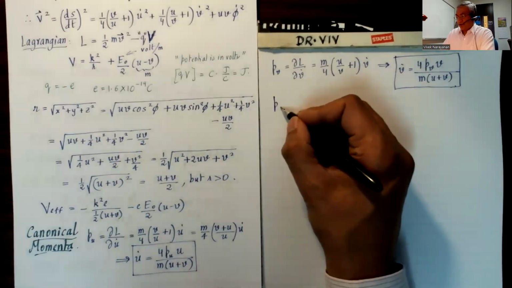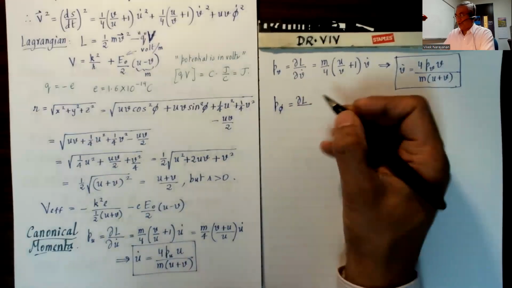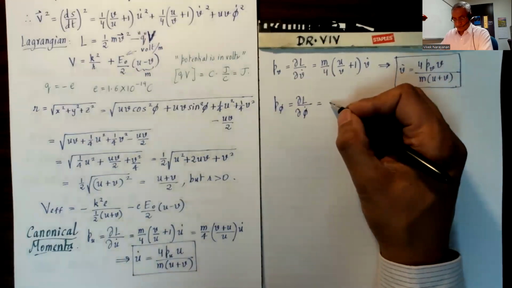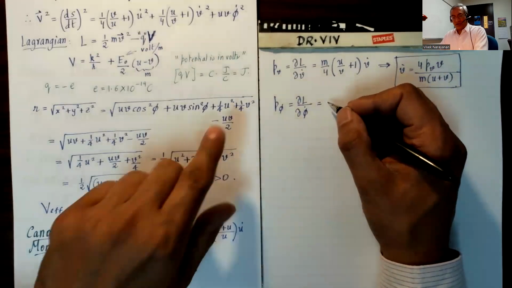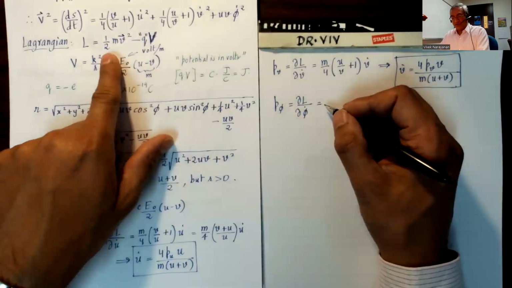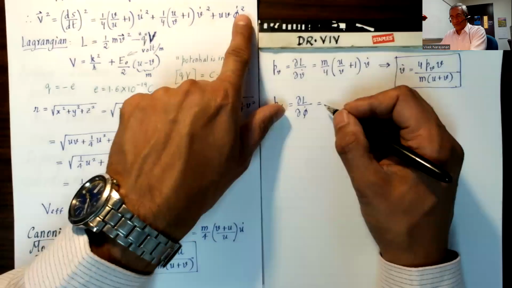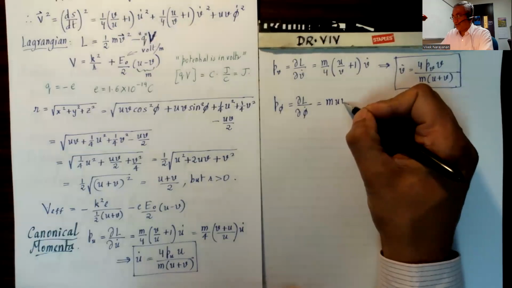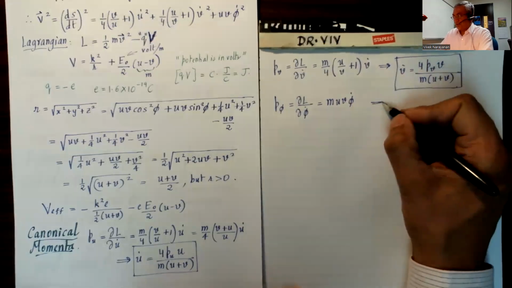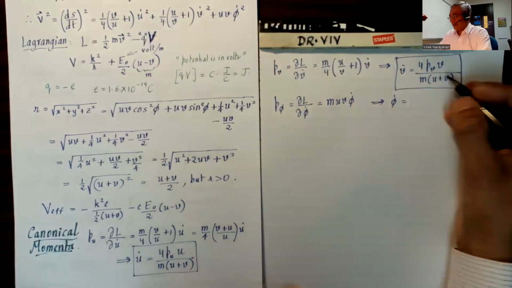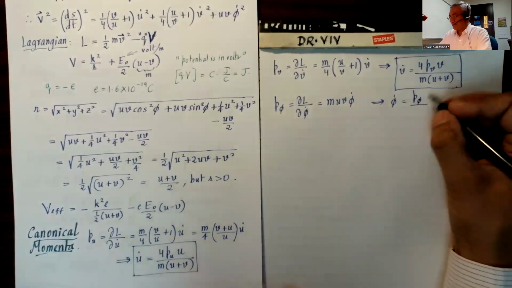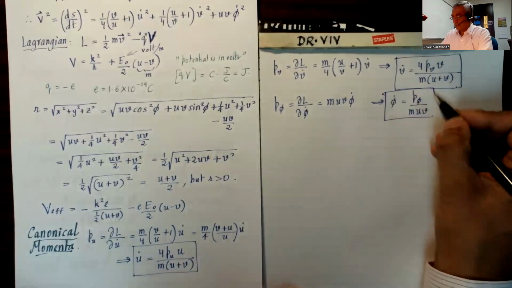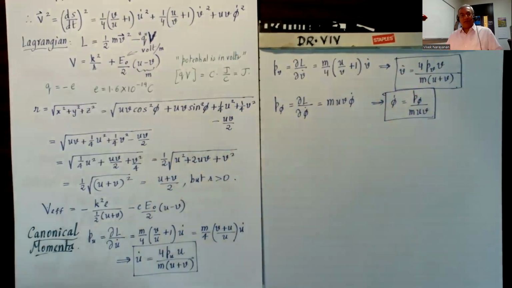Lastly, I get p phi, which is del L by del phi dot. Well, when I take the derivative with respect to phi dot, I'm going to get this 1/2 there. So that takes care of the 2 from that. And then I have uv. So I get m times uv times phi dot, which I can solve for phi dot. Now we form the Hamiltonian.